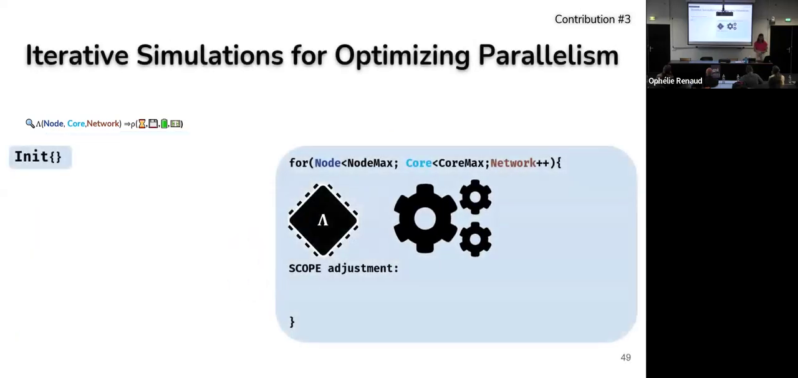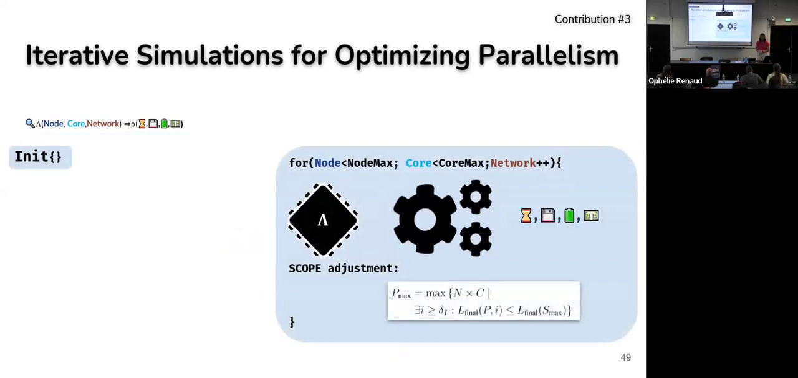And then we enter a for loop of simulation. For each simulation, we recompute the parallelism boundaries, and we simulate the latency, memory, energy, and cost. The parallelism boundaries are defined such that the latency is no longer decreasing for delta iterations, to avoid local minima and to find the global one.